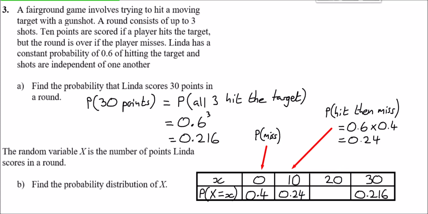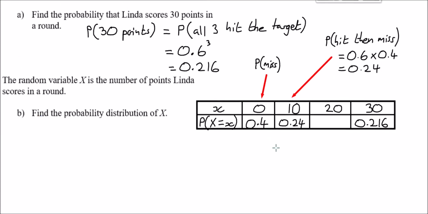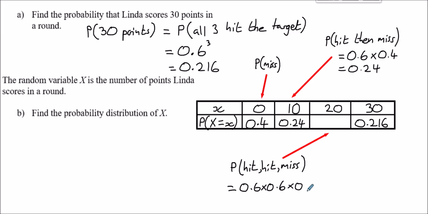Whereas if she gets 20 points, that can only be done if she hits twice then misses. So that's the probability of hitting once to get 10 points, hit again to get another 10 points to give her a total of 20, and she misses, so she stops on 20 points. So 0.6 for a hit, times 0.6 for another hit, and then times 0.4 for a miss. So if you tried that on a calculator, 0.6 times 0.6 times 0.4, that gives you 0.144.